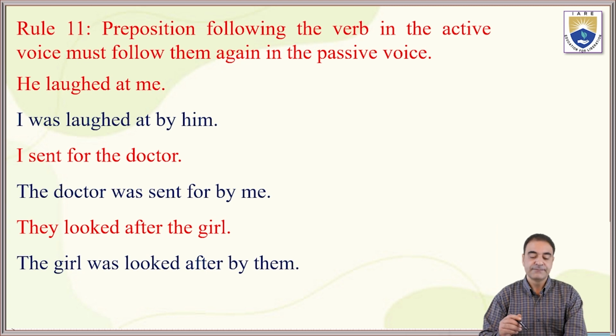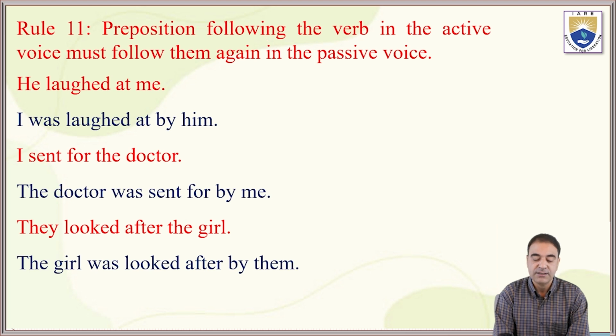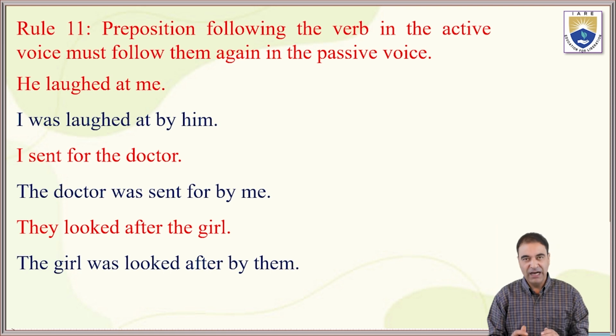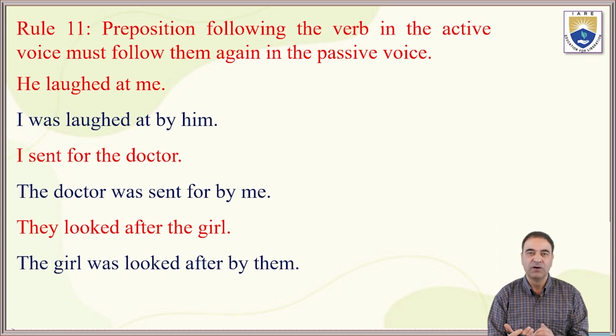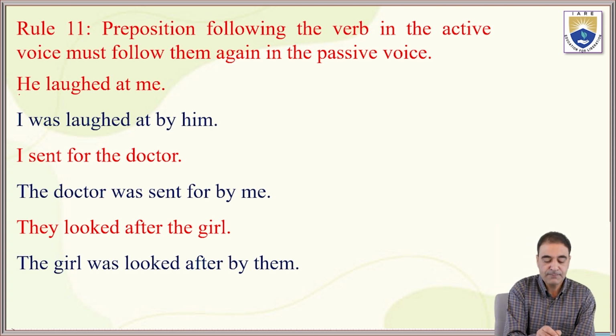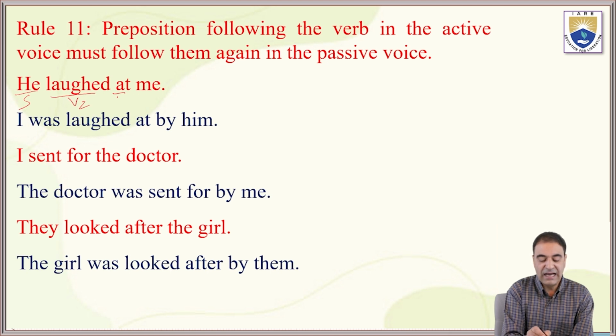Now the next rule: prepositions following the verb in the active voice must follow them again in the passive voice. If you have a preposition in the active voice, it will follow the verb in the passive voice. Don't drop those prepositions. It will remain there. It will follow the verb. Like here: "He looked at me." "He" is the subject, "looked" is the verb in second form, "at" is the preposition, and "me" is the object.